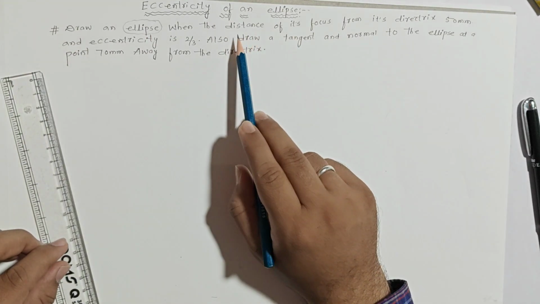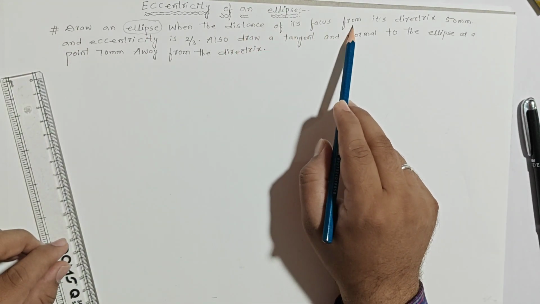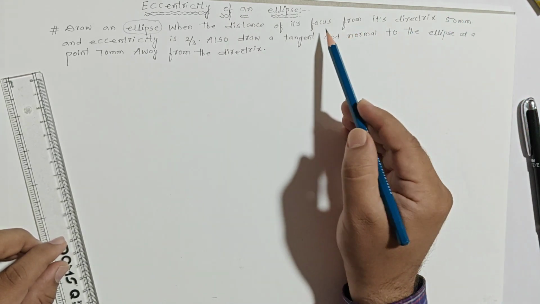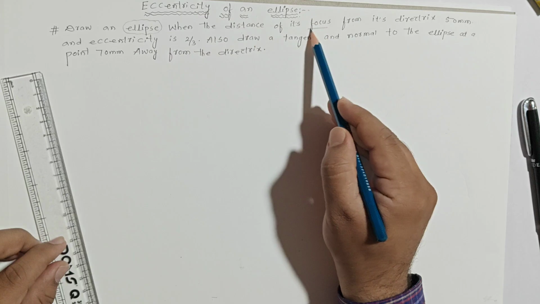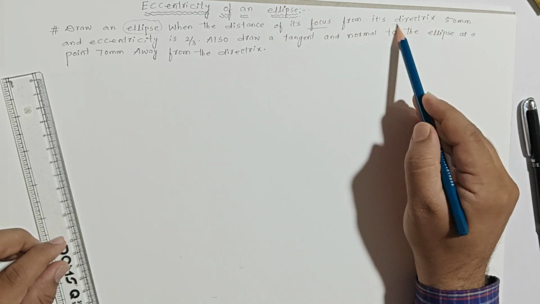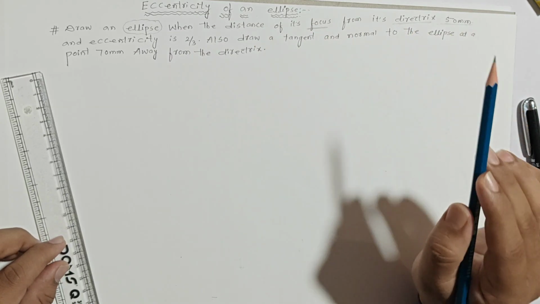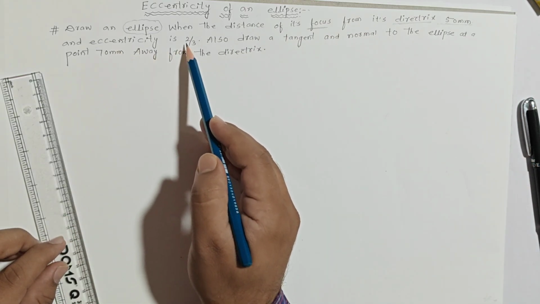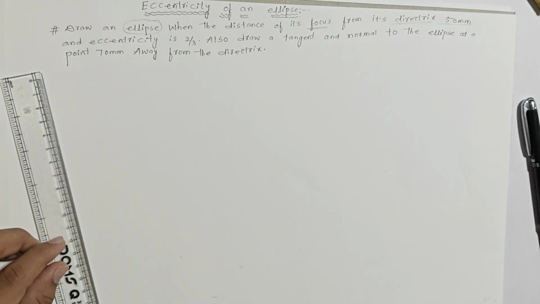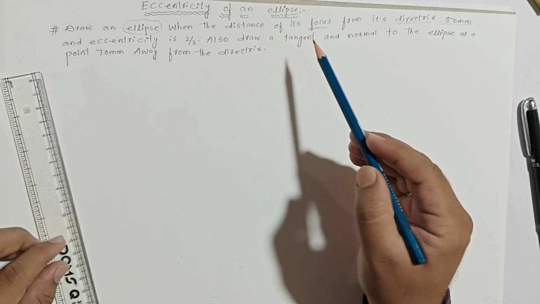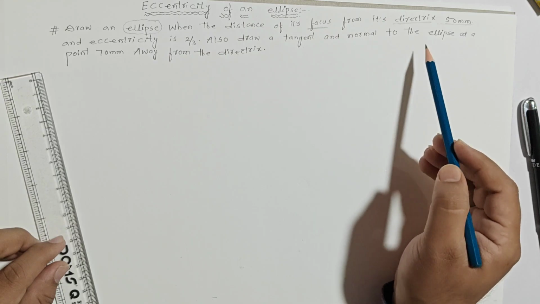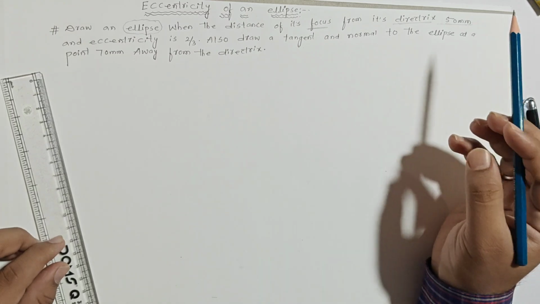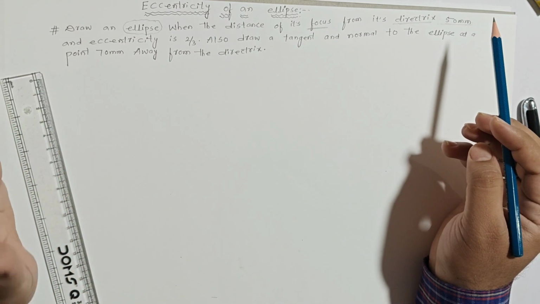Clear? The distance of its focus from its directrix is given here as 50 mm. So this means that we need to measure the distance from the focus to the directrix as 50 mm, and the eccentricity is given in ratio form as 2/3. Meanwhile, we need to draw the tangent and normal to the ellipse at a point 70 mm away from the directrix. So here three conditions are given.